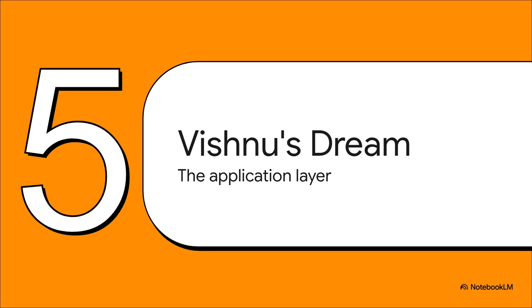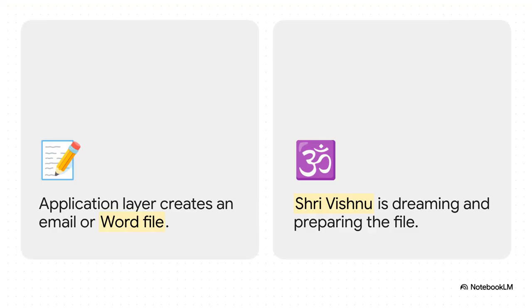Section 5. The Source. Vishnu's Dream. We made it to the top. The crucial point is this. Layer 7 is the application layer. In our daily lives, this is the email client you open up, or the Word file you're actually typing in. It's the final user interface.